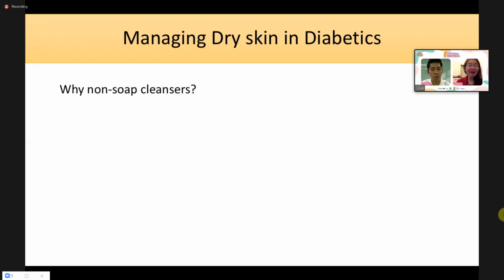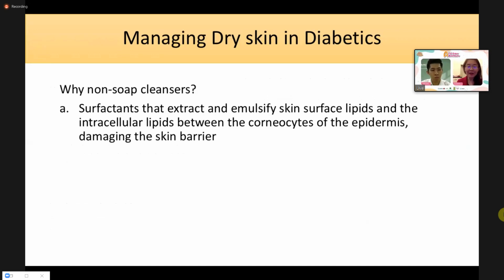All right. So why a non-soap cleanser? You must understand, we always say non-soap, meaning what is the difference between a soap and non-soap? Okay, so a soap basically has a higher pH. Okay, a non-soap cleanser has a less high pH. Why do we need that? Because a soap contains surfactant, okay, that extracts and emulsifies the skin surface lipid.